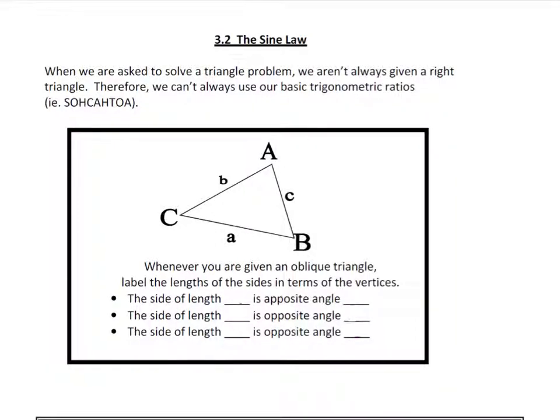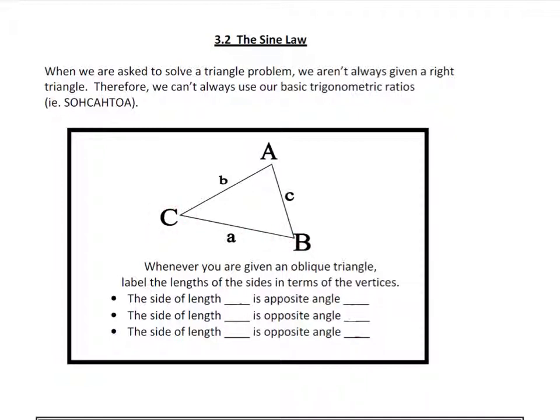Alright, so in the previous lesson we reviewed SOHCAHTOA, and SOHCAHTOA can only be used when there is a right triangle. But what happens if we have a non-right triangle and we have to find the angles or the sides? Well, in that case we need to use the sine law. Okay? So here we have a triangle ABC.